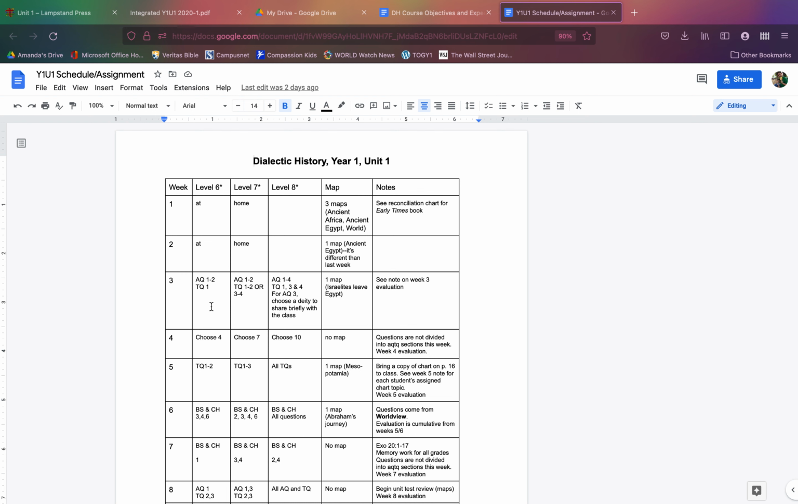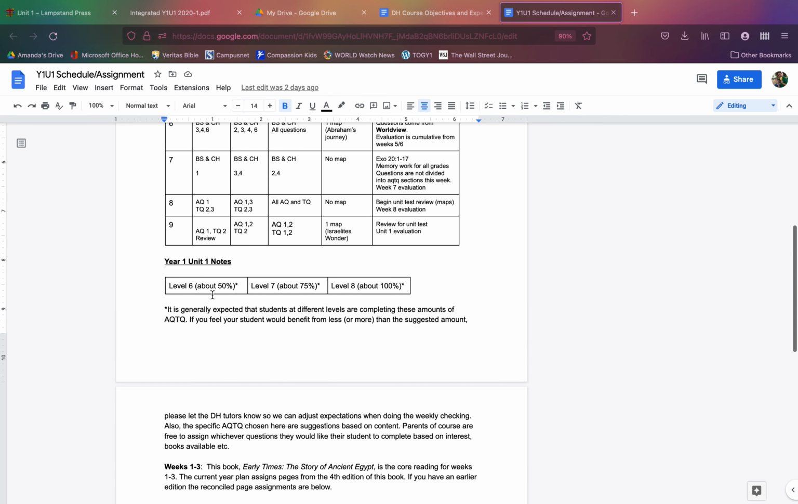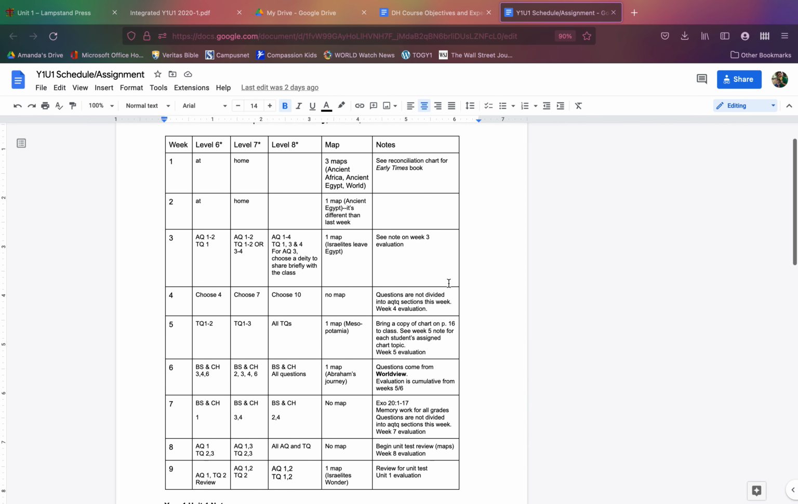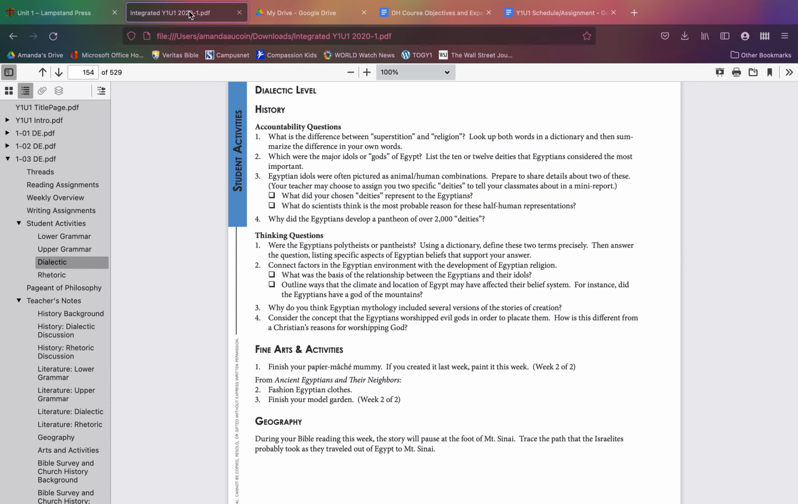They're going to bring those to co-op and show them to the assistant who's checking, and then we kind of go from there. So level 7 gets a little bit more, and then level 8 oftentimes has all the questions, but not always. And what that refers to, level 6 does about 50% of the questions, level 7 about 75%, and level 8 about 100% of the questions. Okay. So that's what that refers to there.